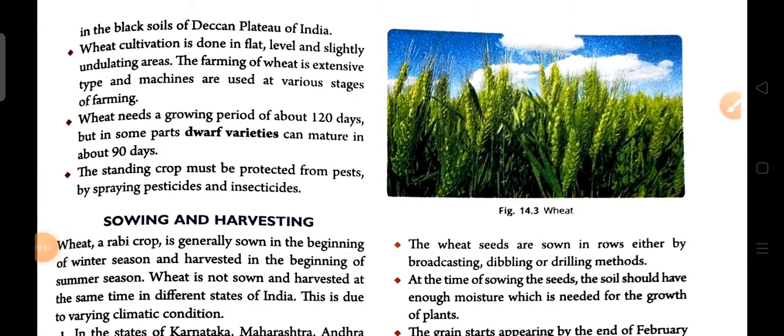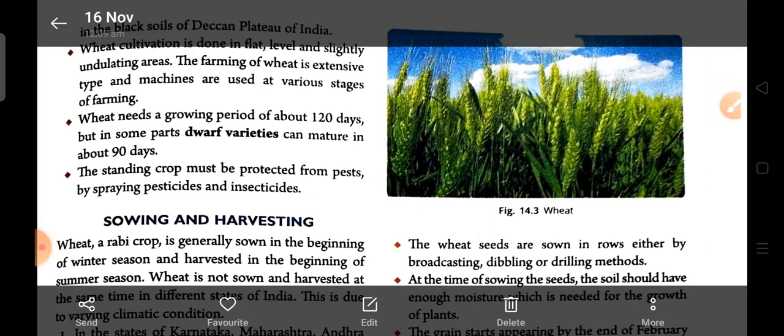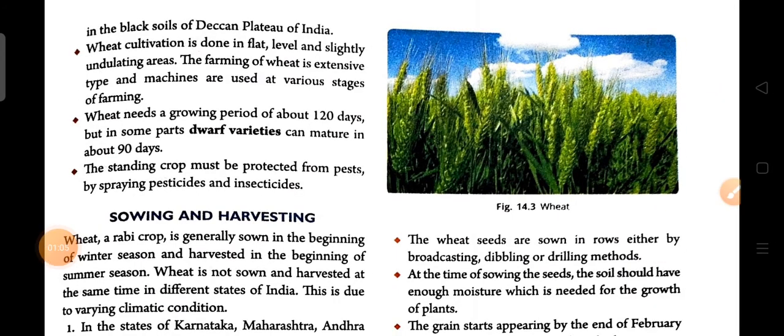The next condition needed for the growth of wheat is that the standing crop must be protected from pests. As we know, any type of crop needs to be protected from pests as they destroy the crops. So here also the wheat needs to be protected from pests by spraying pesticide and insecticide. Pesticide and insecticide are substances that are used to control pests in the cultivated areas.